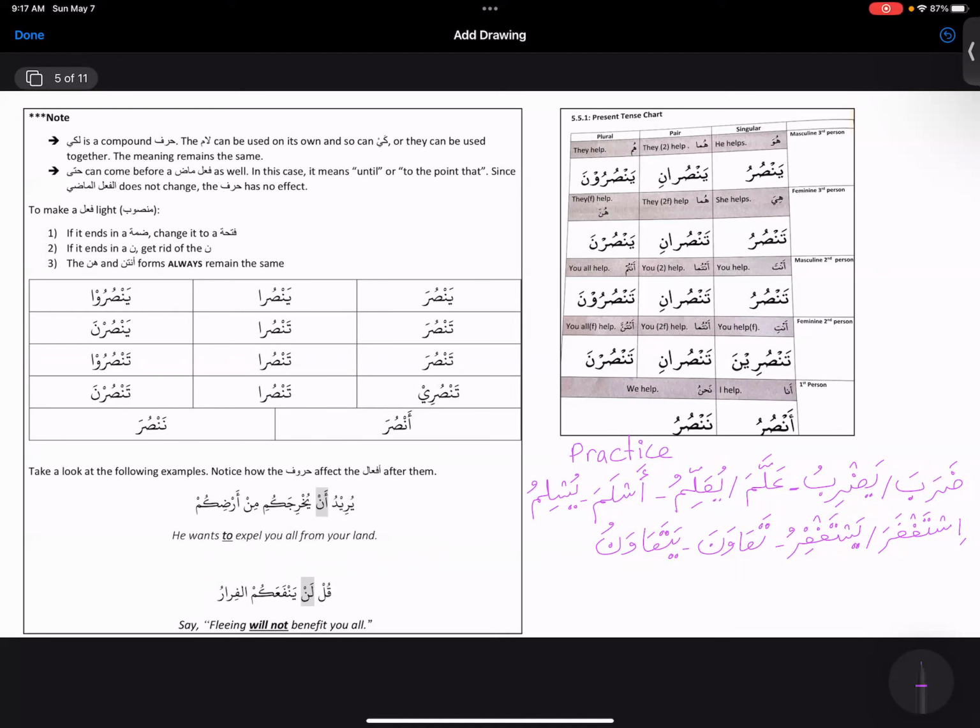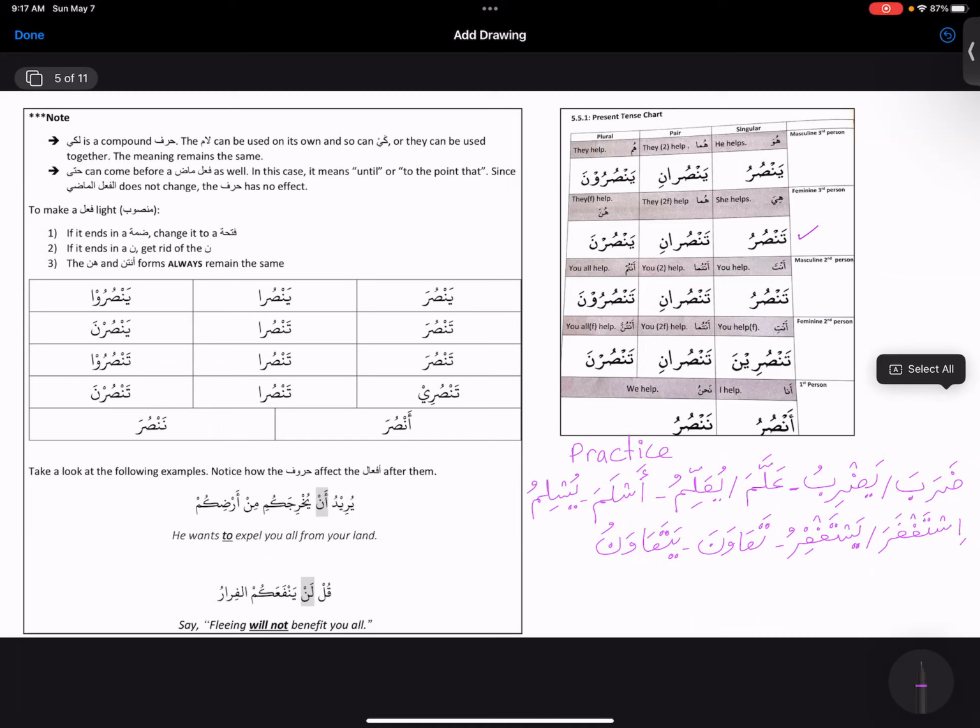Okay, it is huwa yansuru, huma yansurani, hum yansuruna. Hiya tansuru, which is always the hiya. Here we see a dhamma on the last letter. This is the regular version. Again: Huwa yansuru, huma yansurani, hum yansuruna, hiya tansuru, huma tansurani, hunna yansurna, anta tansuru, antuma tansurani, antum tansuruna, anti tansurina, antuma tansurani, antunna tansurna, ana ansuru, nahnu nansuru.